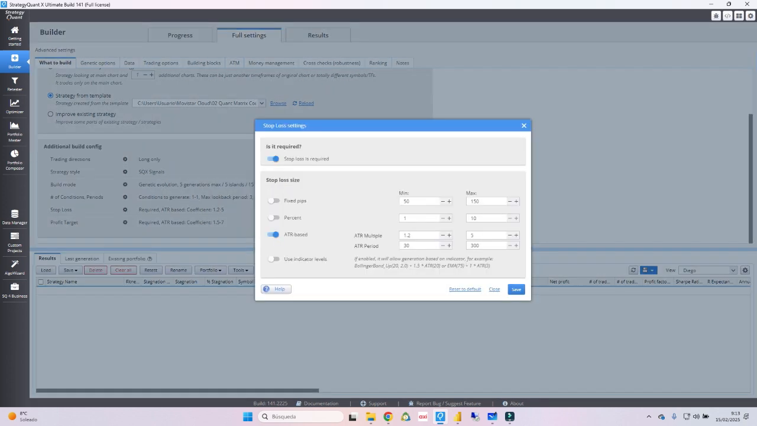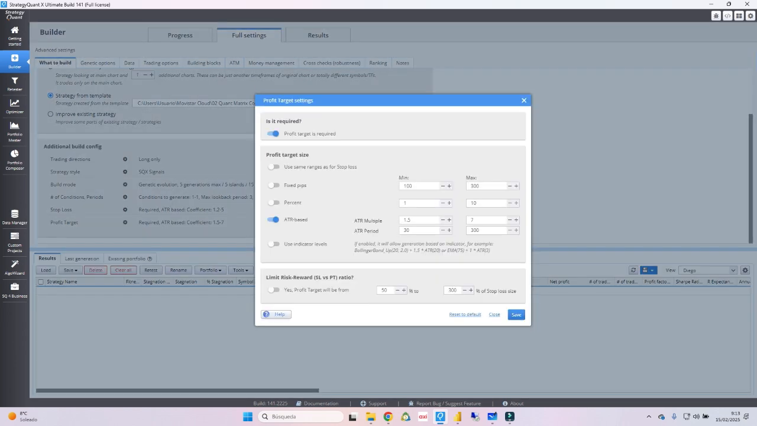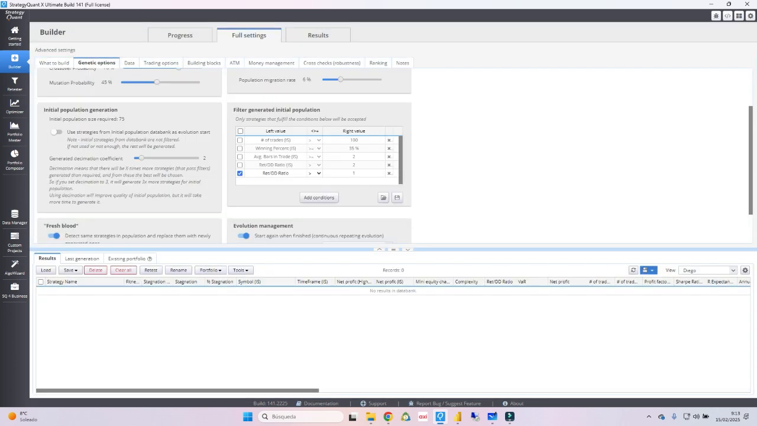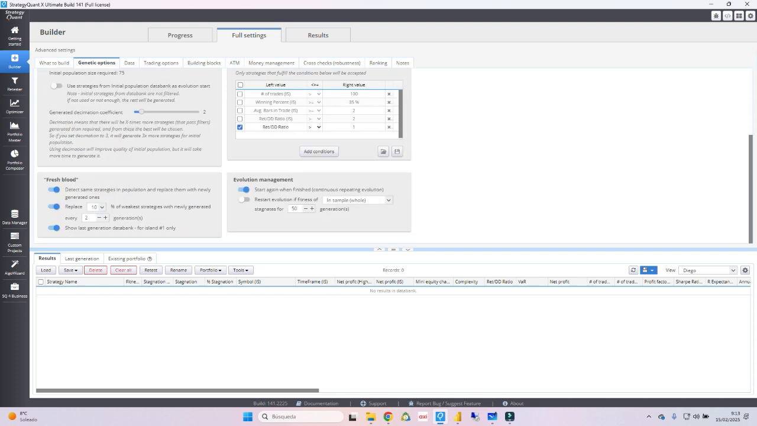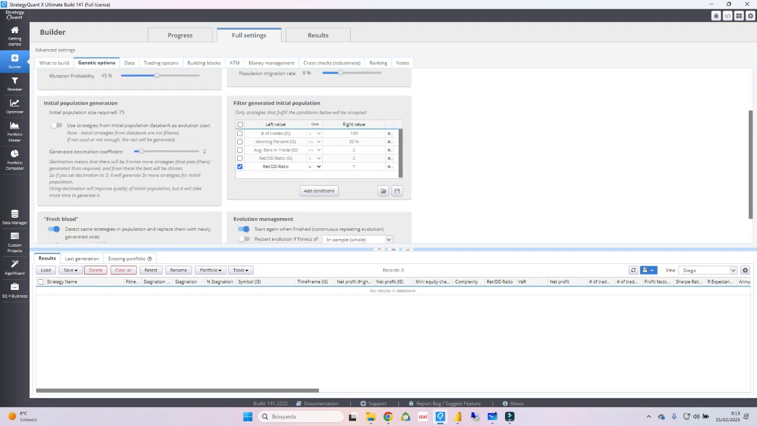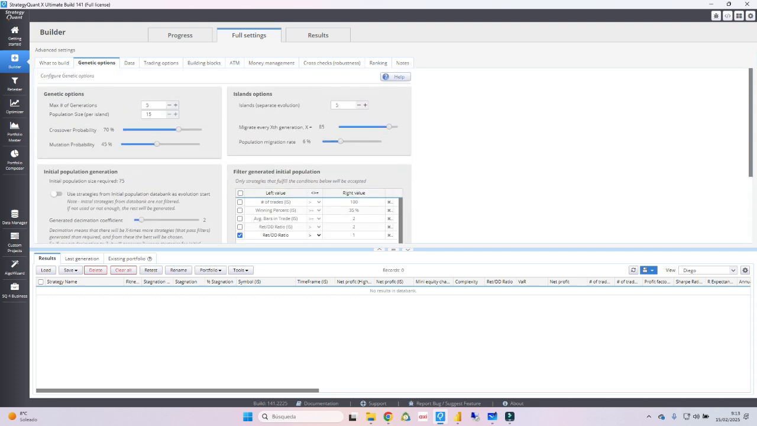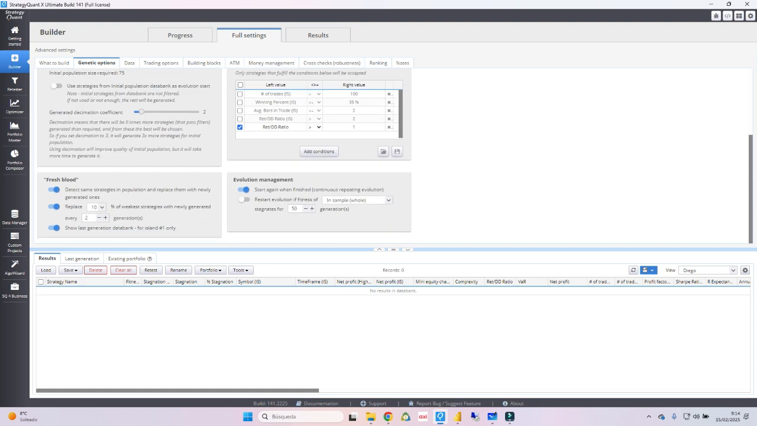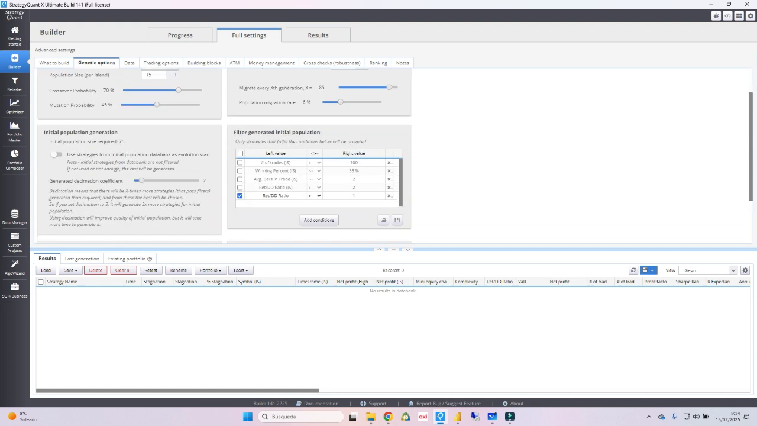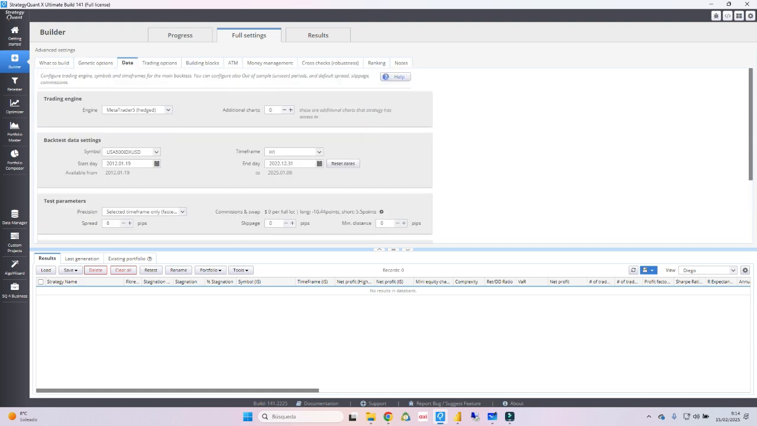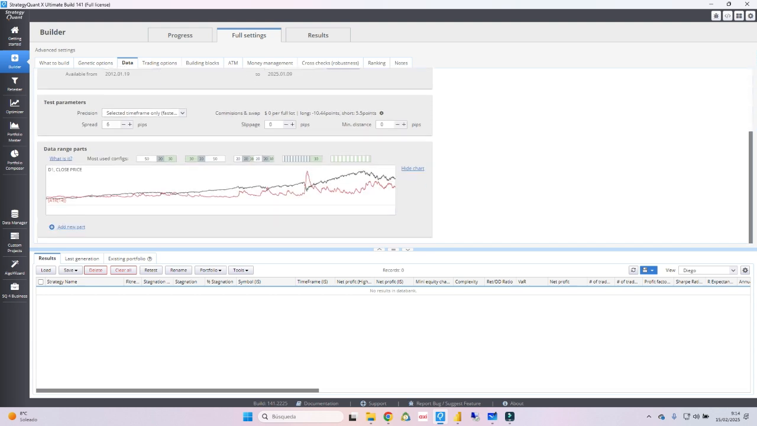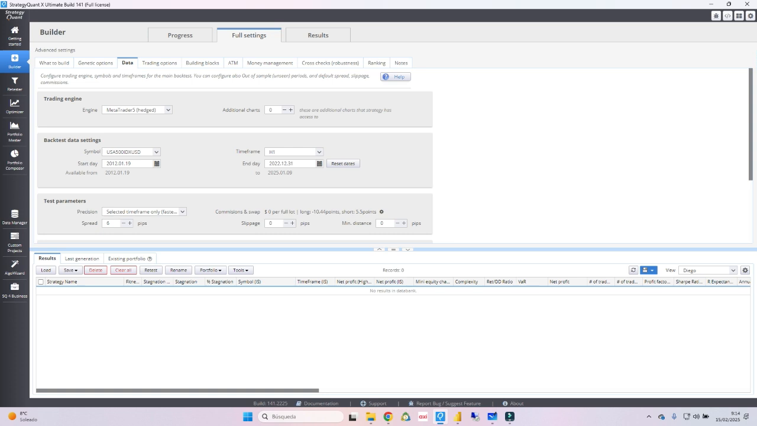The stop loss is required, the take profit is required, genetic options, return drawdown is greater than 1. I'm not going to explain in this video what the functionalities of these genetic options are, but let's take this for granted by now. The data I'm going to use is MetaTrader 5 Standard & Plus from 2012 to 2022 to generate the strategies. I'm going to use a time frame of 4 hours.